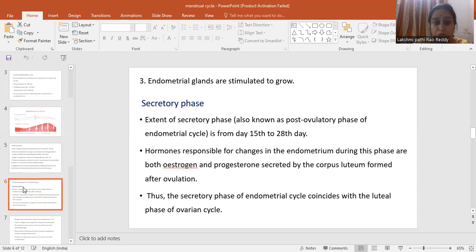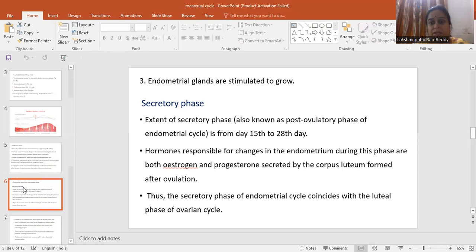The secretory phase is also known as the post-ovulatory phase. This phase extends from the 15th to 28th day, which means ovulation has already taken place, right? Suppose the ovum which has been released gets fertilized, so the endometrium has to be ready to receive the developing embryo. So the endometrium will enter the secretory phase, with more growth of the endometrium, and the glands will start secreting nutritive substances which will provide nutrition to the developing embryo.